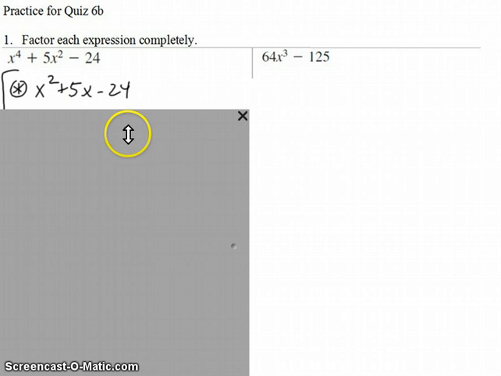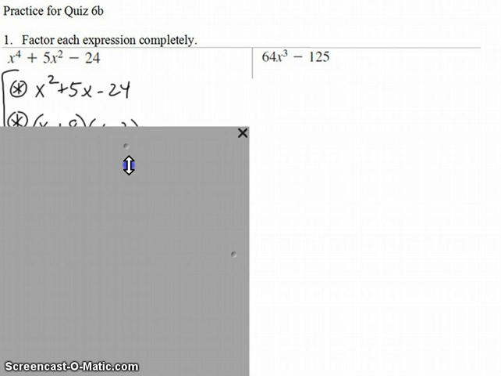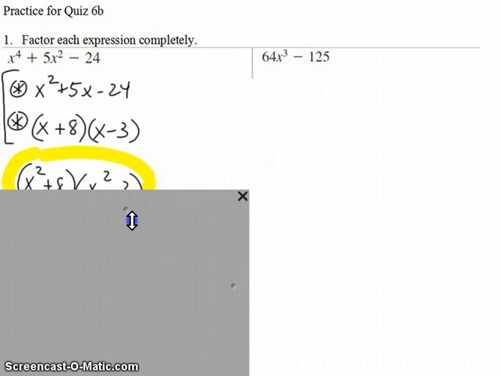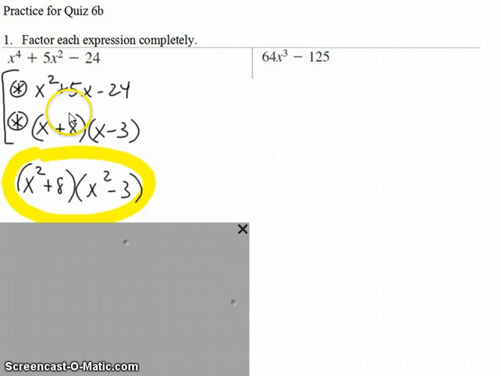Now I've got a quadratic I know how to factor. I'm looking for factors of negative 24 that add up to make 5. Those are 8 and negative 3. Now I come back out of the land of pretend by changing that x in both of those cases back in the opposite direction of what I'd done before. Previously, I'd taken those exponents and cut them in half. So now I'm going to take the exponent that I have and I'm going to double it. So the exponent on the x was 1, I make it 2. So this is my answer, x squared plus 8 times x squared minus 3.